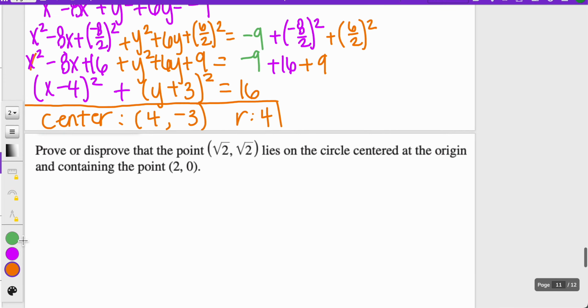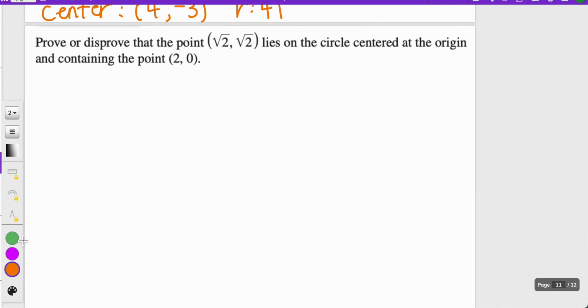The last few things we're going to talk about is proof statements, and then talking about maybe some ways to use this with real-world application. Prove or disprove that the point square root 2, square root 2 lies on the circle centered at the origin, contains the point 2, 0. Okay, so the first thing I want to know is what is my distance between the origin and the known point, and then the origin and point in question.